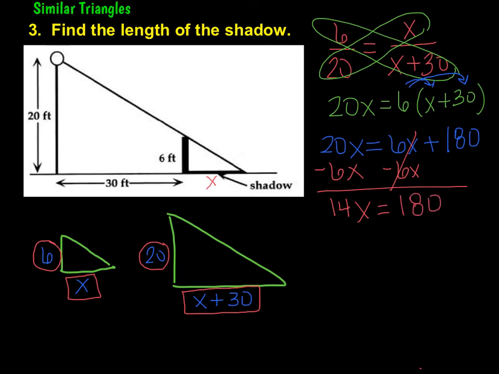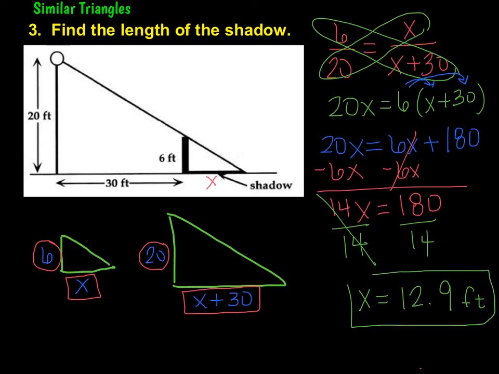Okay, next step, we need to divide both sides by 14. And I'm going to use my calculator again to divide 180 by 14. And I'm going to round to the nearest tenth, and I end up with 12.9 feet for x. So we have the length of the shadow as 12.9 feet. Cool.